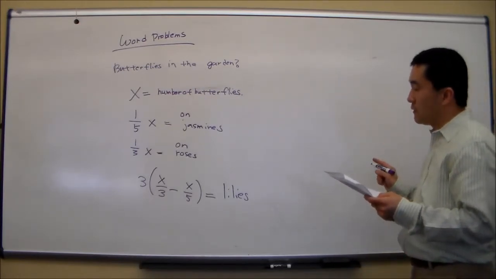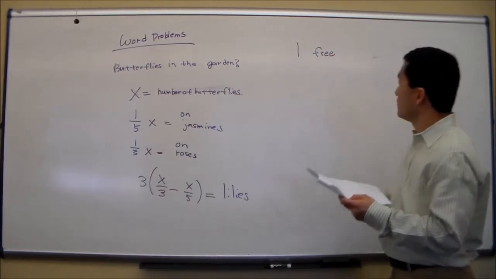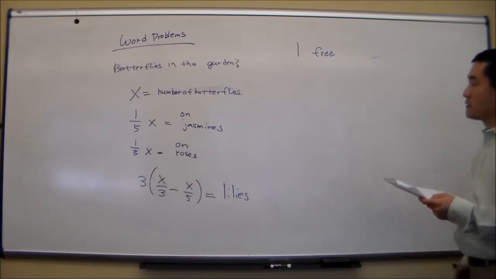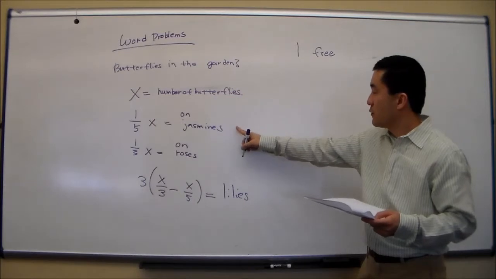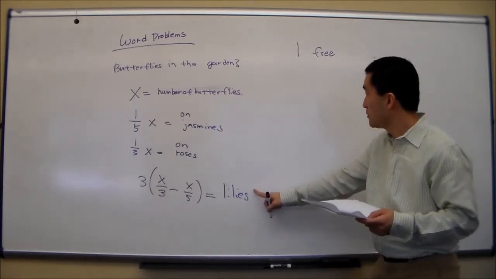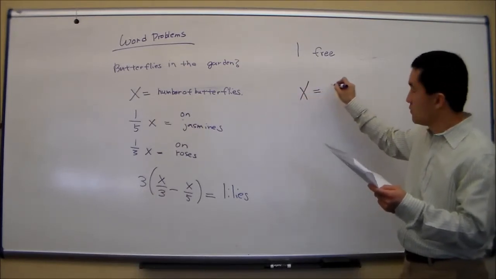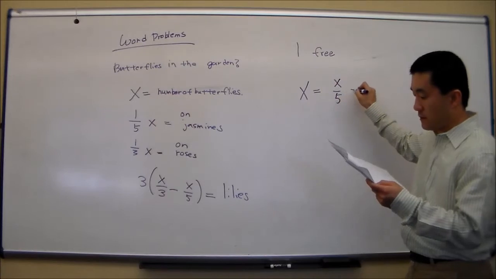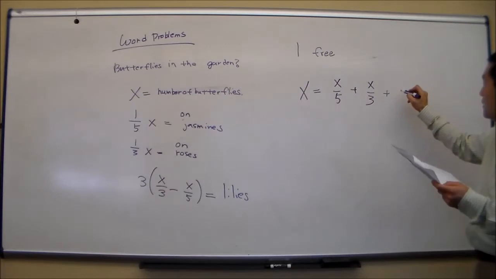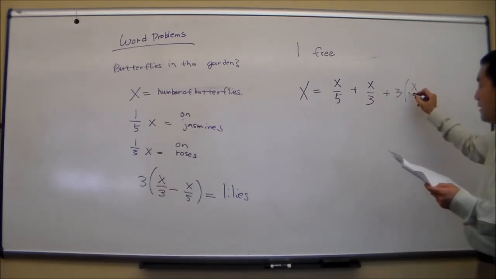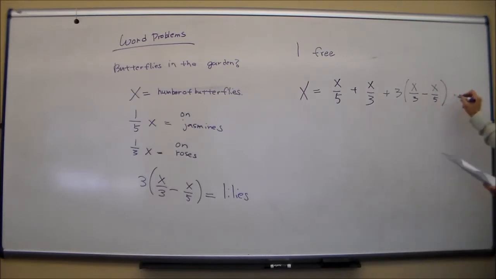Don't forget, there's one that's flying freely. Okay. So if x is the number of butterflies, they're on jasmines, these are on roses, they're on lilies, and 1 free, so x is going to equal x over 5 plus x over 3 plus 3 times x over 3 minus x over 5, plus 1.